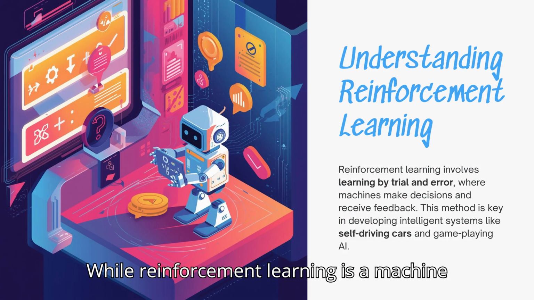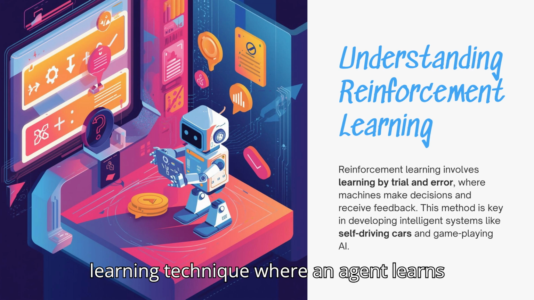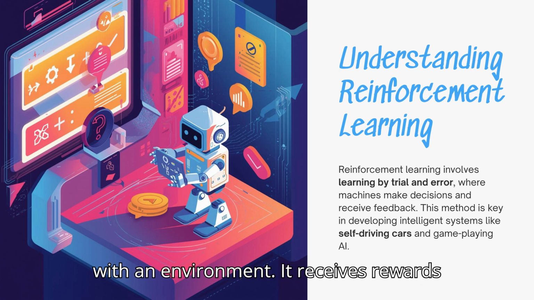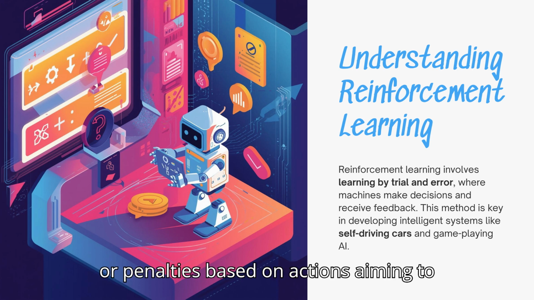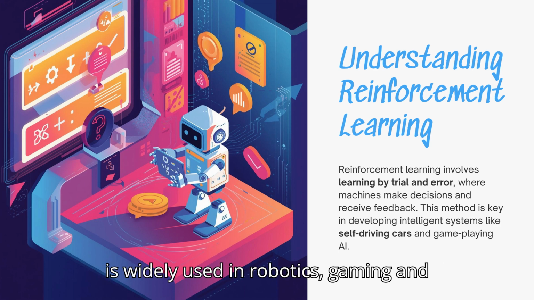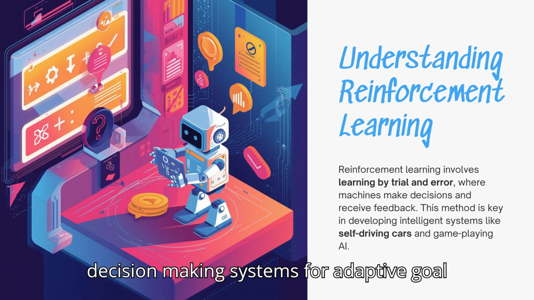Reinforcement learning is a machine learning technique where an agent learns through trial and error by interacting with an environment. It receives rewards or penalties based on actions, aiming to maximize long-term rewards. This approach is widely used in robotics, gaming, and decision-making systems for adaptive, goal-oriented behavior.